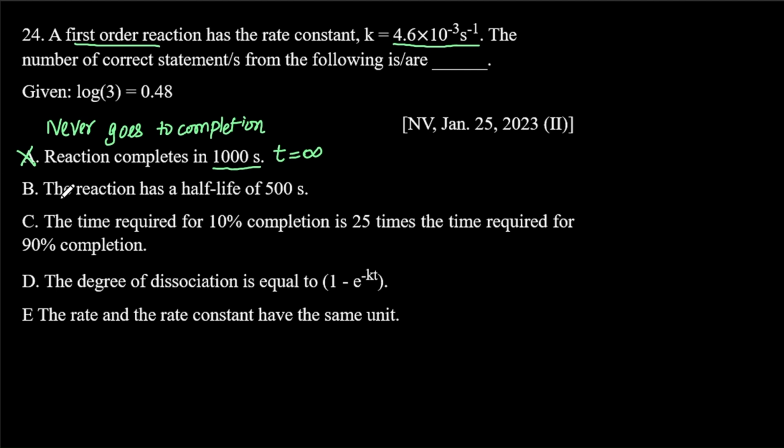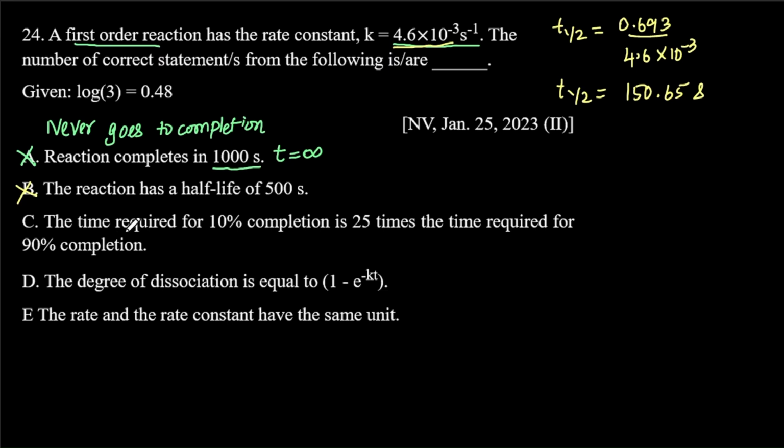The second statement is, the reaction has a half-life of 500 seconds. The half-life formula of a first order reaction is ln 2, that is 0.693, divided by rate constant K. The rate constant value is already given. When you substitute that 4.6 into 10 power minus 3, you will get the half-life as 150.65 seconds, and it is not 500 seconds. So statement B is also wrong.